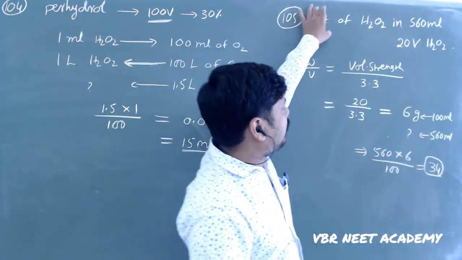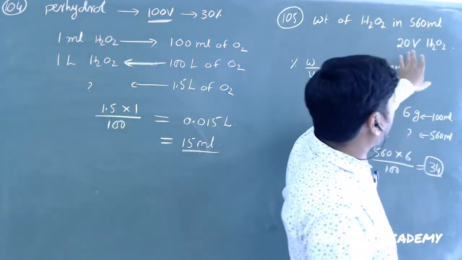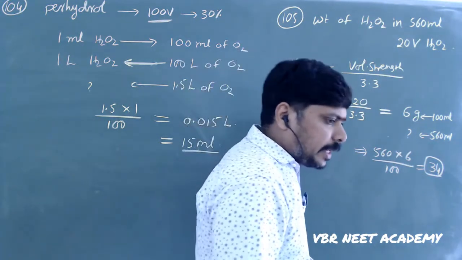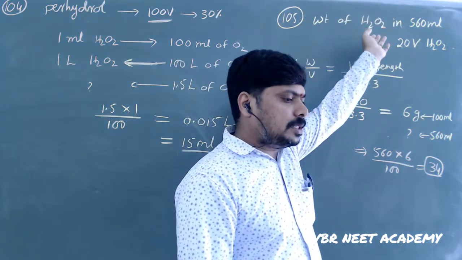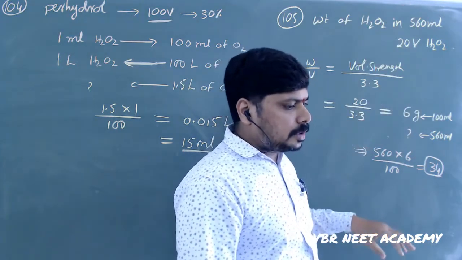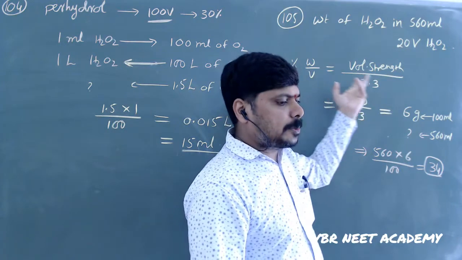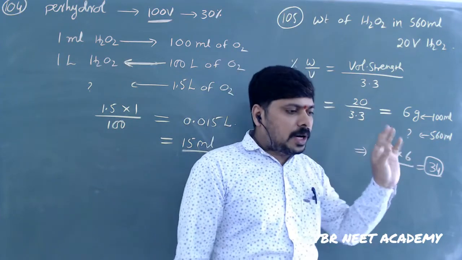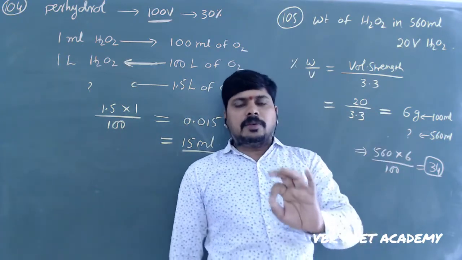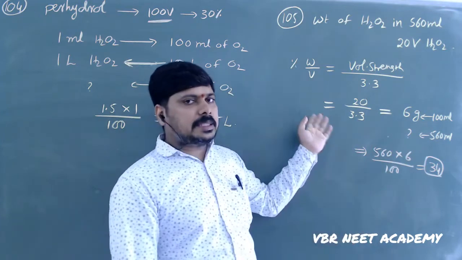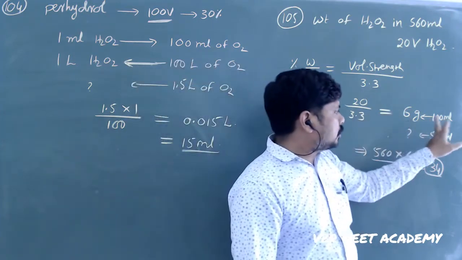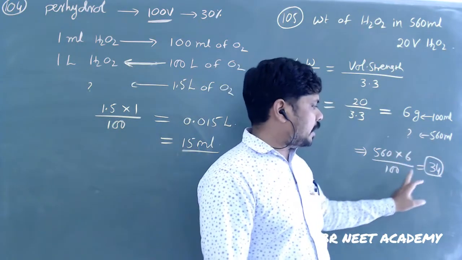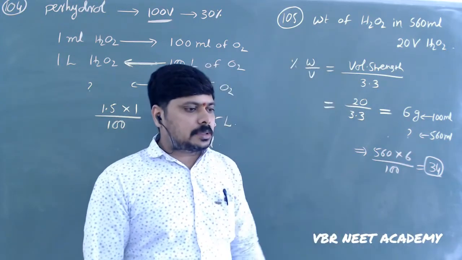Understand, everyone? They are asking the weight of H2O2 present in 560 ml of 20 volume strength H2O2. According to the formula, you can use this, otherwise you already have 3% equal to 10 volume. So 20 volume is equal to 6%. Isn't it? 10 volume strength is equal to 3%. If it is 20 volume strength, 6%. That means 6 grams is present in 100 ml. If 560 ml is taken, how many grams are present? 560 into 6 by 100 gives you 34 grams.